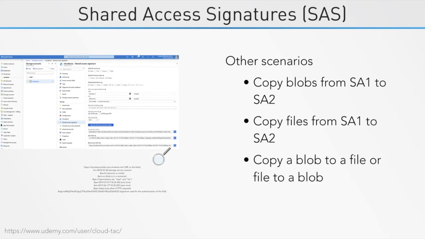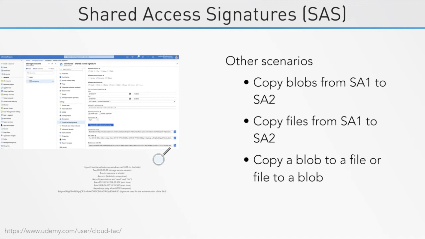When you copy a blob to another blob that resides in a different storage account, you must use a shared access signature to authorize access to the source blob. You can optionally use a signature to authorize access to the destination blob as well.